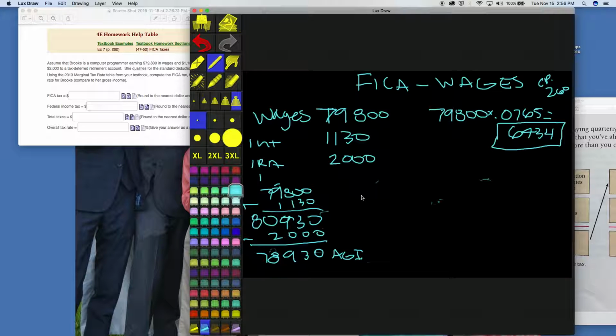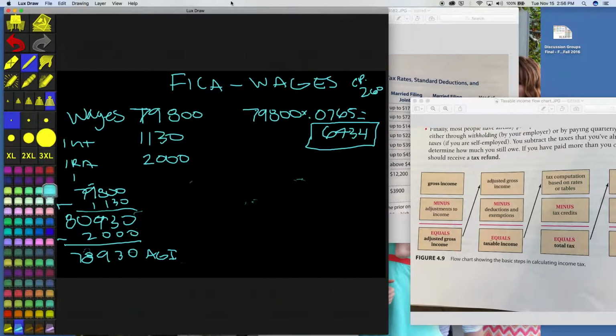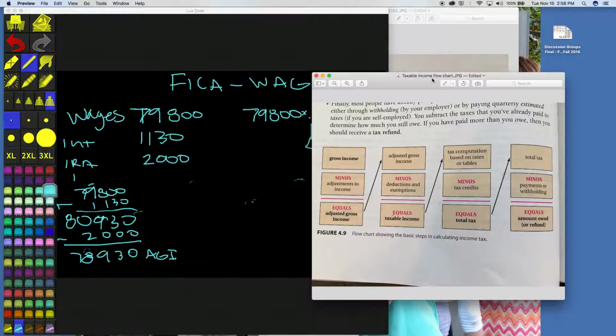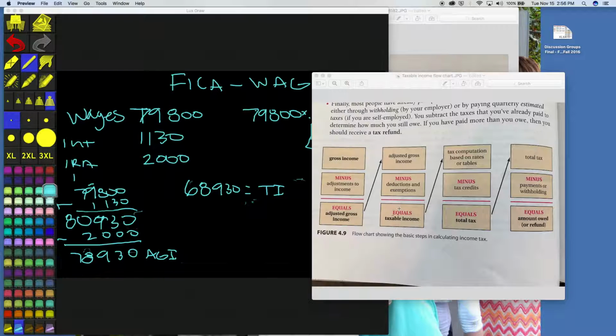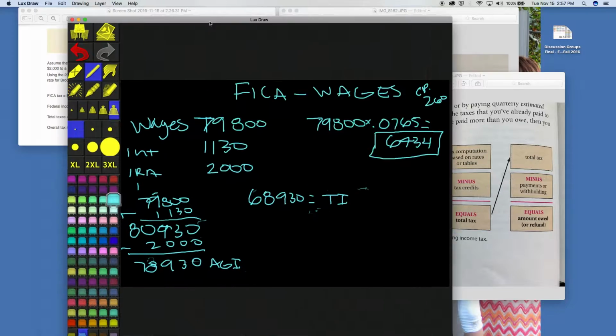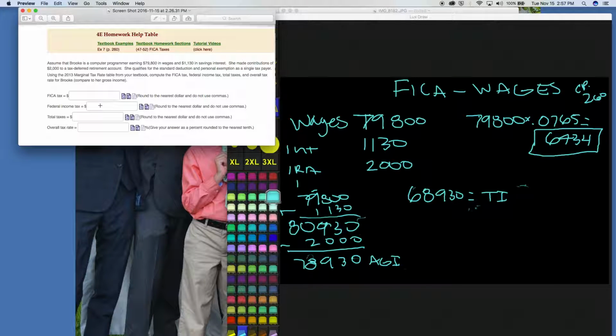Then I'm going to come over here and take my AGI and do my deductions and exemptions, which we already talked about. That was a total of 10,000. So my 68,930 is going to be my taxable income. Taxable income is your adjusted gross minus your deductions and exemptions. Then I'm going to use these numbers to do the calculations like we did on the other two, and that'll be my federal income tax.